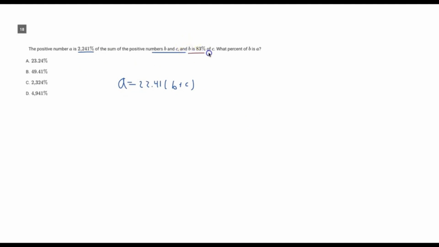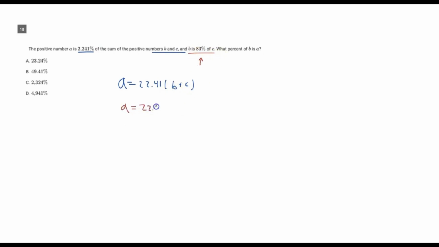It says B is 83% of C, and the question says, what percent of B is A? So right now, because we know B is 83% of C, we can actually replace B in our current equation with the variable of C.